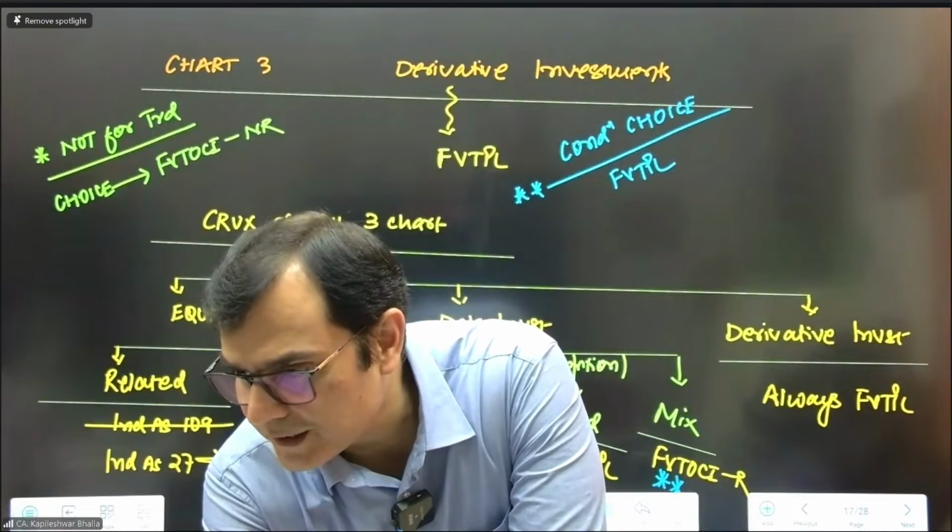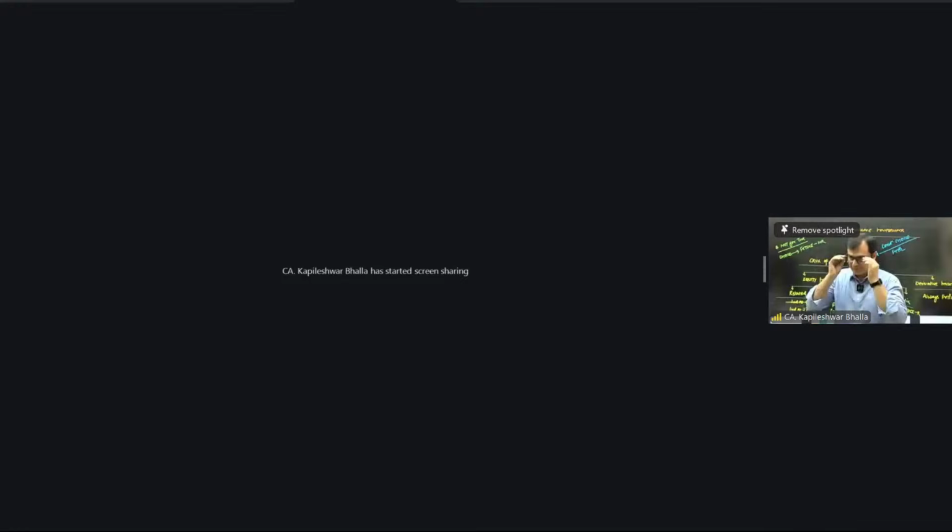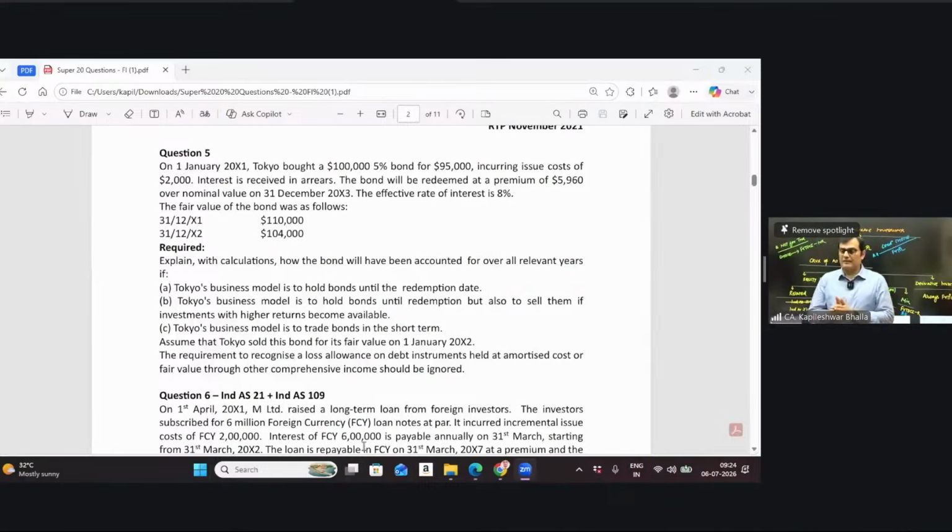I'm just going to share a question with you on the screen. You can maybe take a snapshot. Look at question number 5. It says on 1st January, Tokyo bought 1 lakh rupees of 5% bond for 95,000, incurring an issue cost of 2,000. That becomes a transaction cost. Interest is in arrears.